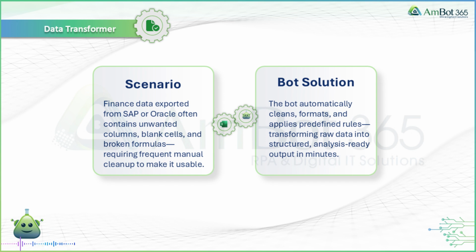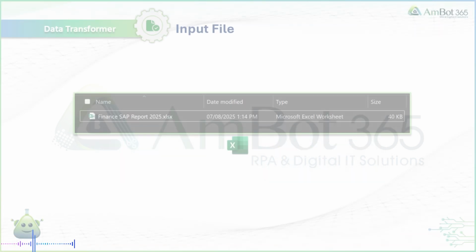Let's consider a scenario where finance data exported from SAP or Oracle often comes with blank columns, broken formulas, or inconsistent formats. Every download needs cleanup. With Data Transformer Bot, it auto-applies all rules, formatting and structuring the raw data.